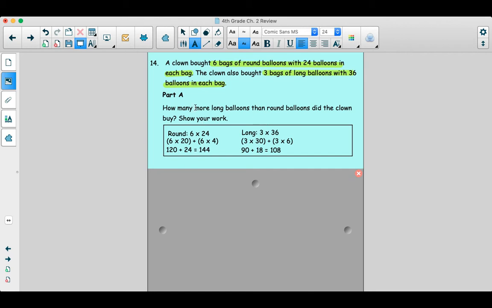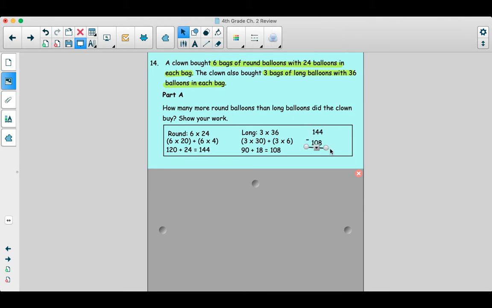So it looks like the real question is how many more round balloons than long balloons did the clown buy? Okay, that seems better because 144 is greater than 108, so we couldn't do it the other way around. So now we're going to actually do the 144 minus 108, or you could add up from 108 to get to 144. Either way would work.